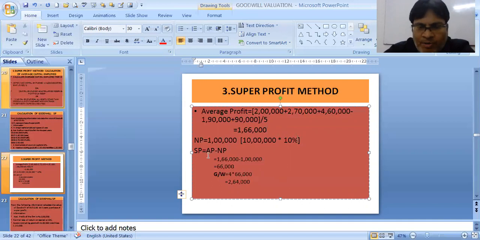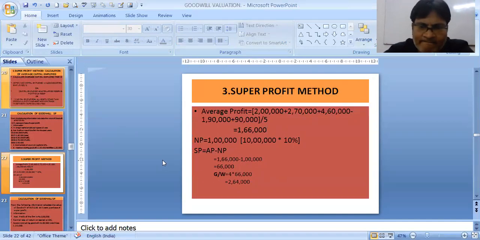So super profit is average profit minus normal profit. That is 66,000: 1,66,000 minus 1,00,000. Goodwill is given as 4 years purchase of super profit. 4 years purchase means multiply into 4 years. Now 4 years purchase means for the next 4 years also the company is going to earn profits. That's why 4 years purchase. So when we multiply, we get 2,64,000. This is your goodwill through the purchase of super profit method.